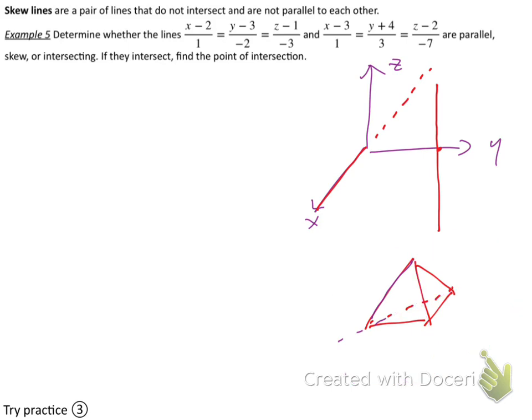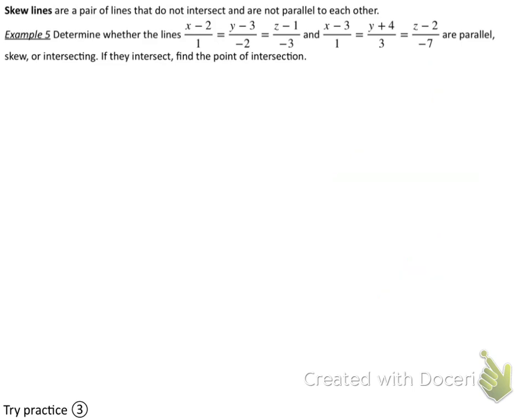Now let me take away my drawing and let's solve problem number 5. Example 5. Determine whether the two lines, which are given in symmetric equations, are parallel, intersecting, or skew. If they happen to intersect each other, let's find the point of intersection.